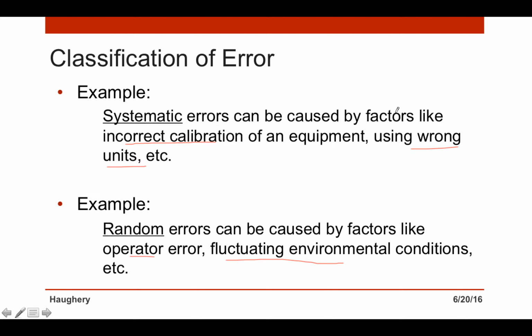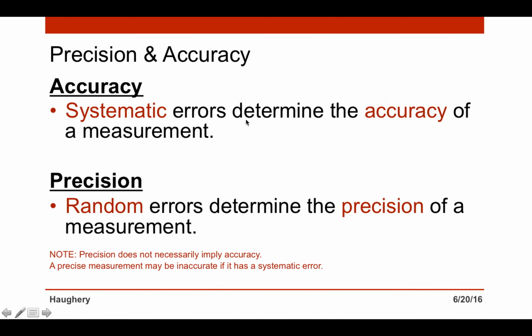And random and systemic errors are commonly both happening when we're taking measurements. So there's a little bit of both a lot of times when we take measurements. And when we talk about accuracy, systemic errors determine the accuracy of a measurement. Okay, so we can relate systemic with accuracy. We can again relate random with precision. So random errors determine the precision of a measurement. Now it's very important to note that precision does not necessarily imply accuracy.